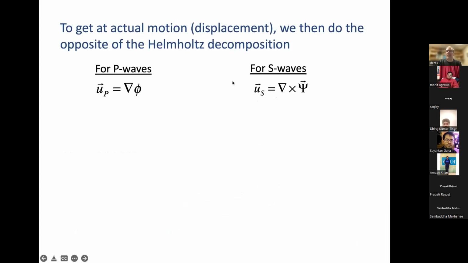Now, we have formulas that solve in terms of the scalar potential phi and the vector potential psi. And then what we need to do to actually get displacement, so to get the actual motion of the earth, is we have to do the opposite of the Helmholtz decomposition. So for P waves, I have to take the gradient of phi, and for S waves, I have to take the curl of psi.